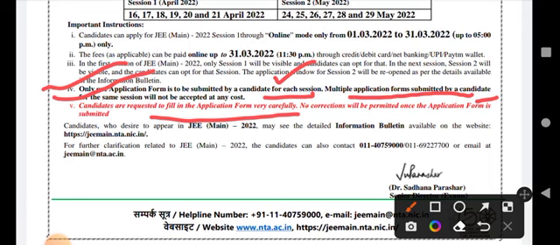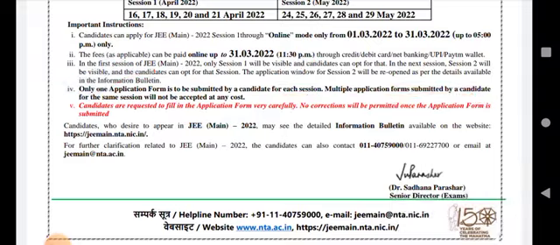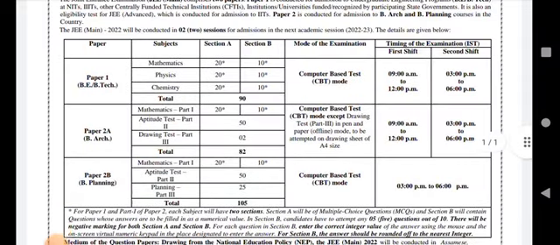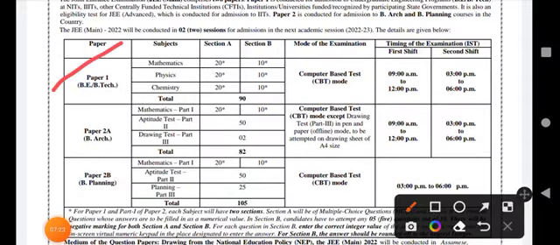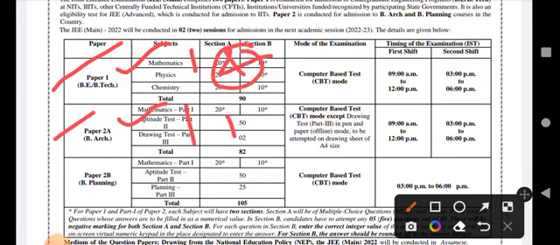That means there are different papers. You may be interested in, for example, BE/BTech and also BArch. If so, you need to apply for Paper 1 separately and for Paper 2A separately. But you should not submit multiple applications for Paper 1 or Paper 2A. You should give only one, not two for one. That would be wrong. That is what it means.